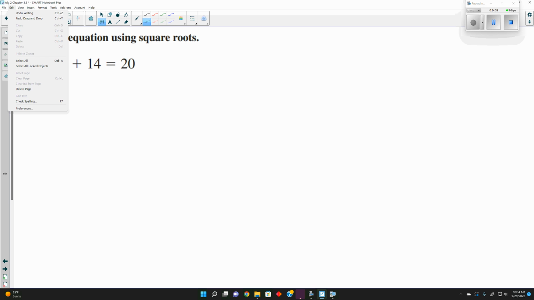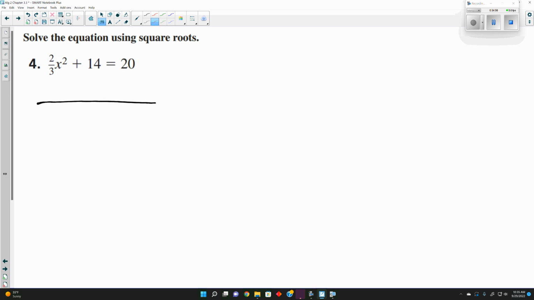All right, guys. Let's look at this one here: 2/3 x squared plus 14 equals 20. If we wanted to, we could get this equal to 0 and see if graphing does help. But for here, let's use the square root method. The first thing we want to do is get x squared by itself. So minus 14.